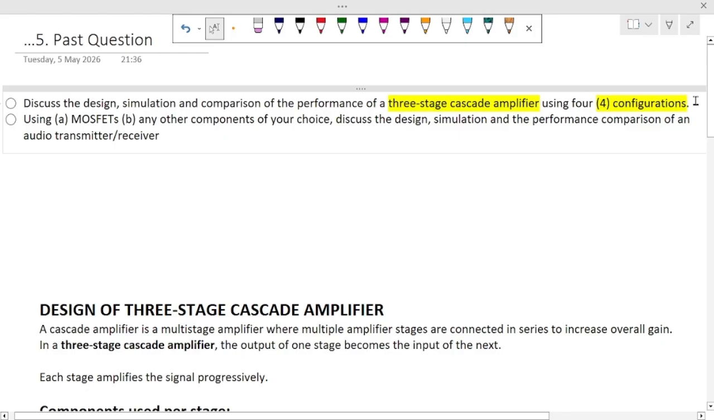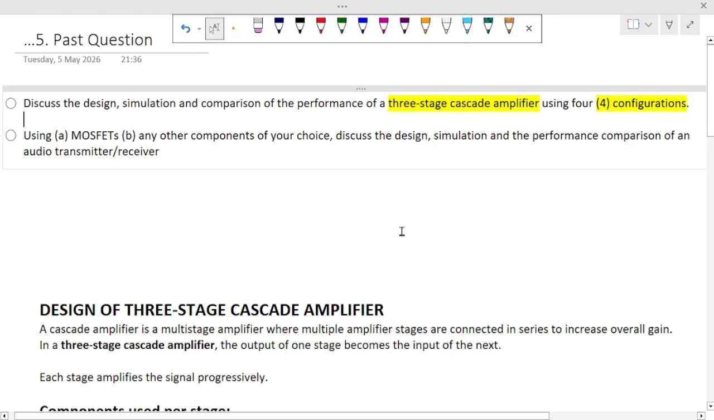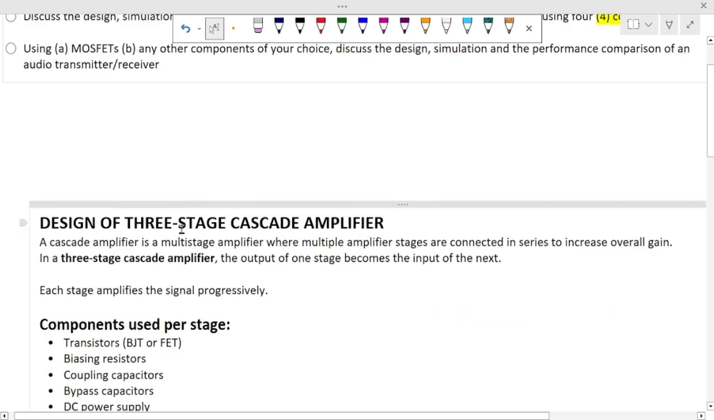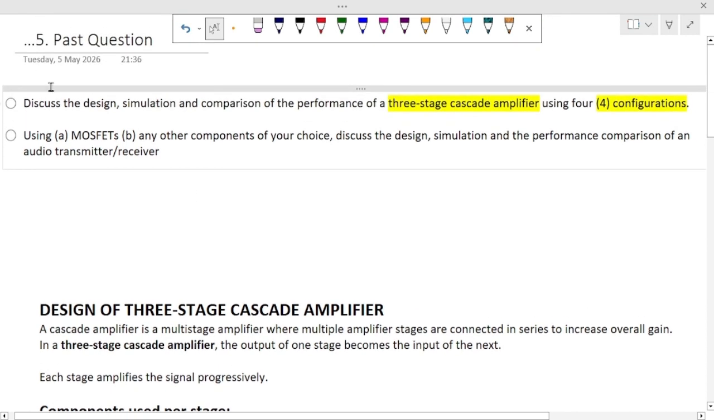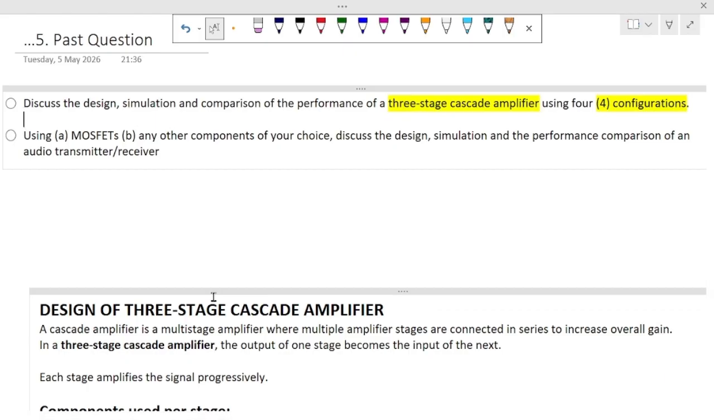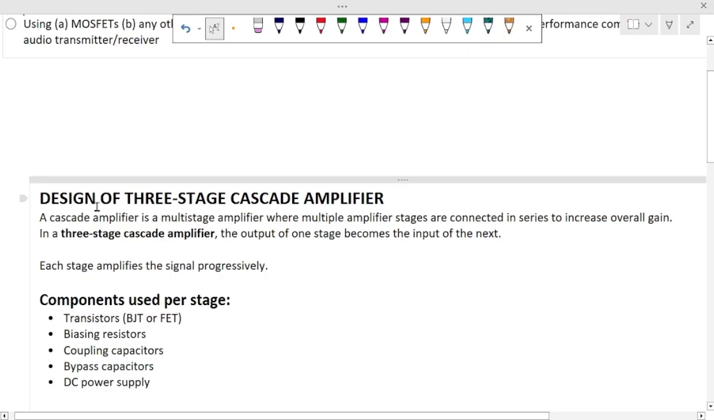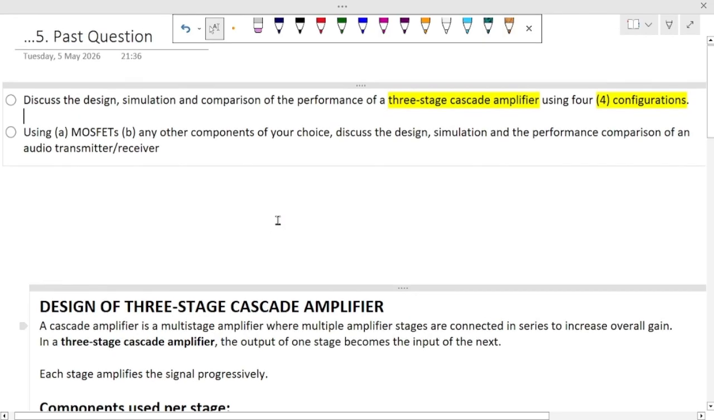So let's handle the first part: the design of a three-stage cascade amplifier. First of all, understand this. We are designing, of course, in writing. Because this is a past question, I believe in the exam hall they did not design it, it's just a write-up, I think so. If they did, wow, that's wonderful. But anyways, the design of a three-stage cascade amplifier.